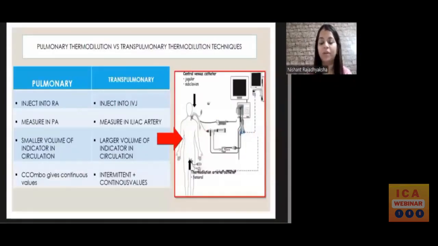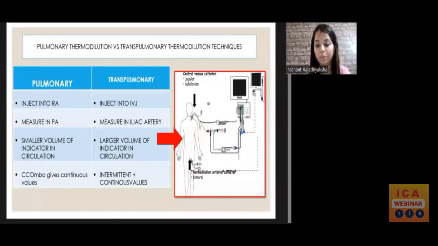We'll start from where Dr. Nishant has left. First, we'll see what is the basic difference between pulmonary and transpulmonary thermodilution techniques. In pulmonary thermodilution technique, we inject the indicator into the right atrium and measure it in the pulmonary artery. While in transpulmonary approach, we inject the indicator into the internal jugular vein and measure it in the iliac artery.